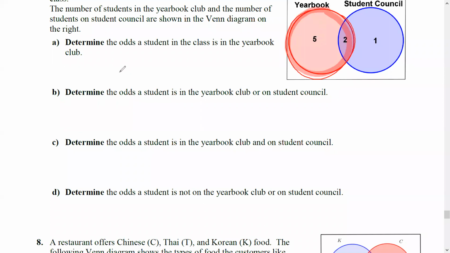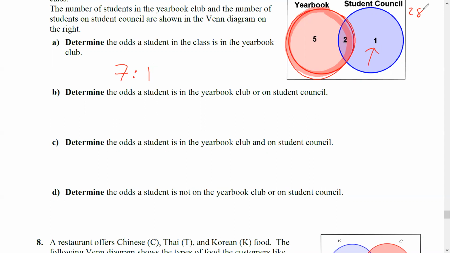7. How many people are not in yearbook? Well, that's everyone else. Well, a lot of people just say, hey, there's only one other person there. No. How many people are in the class? There's 28 people in the class.